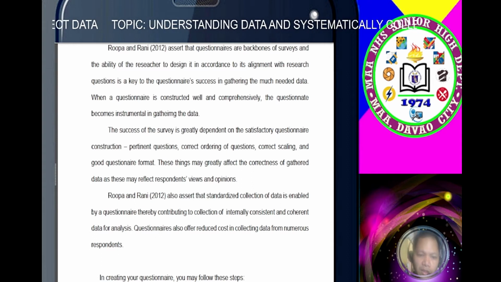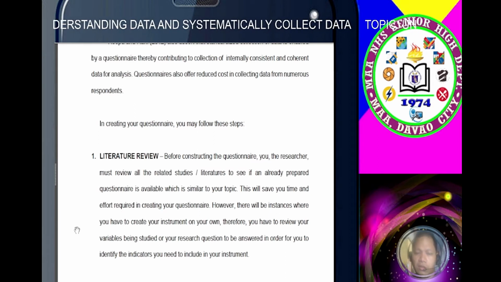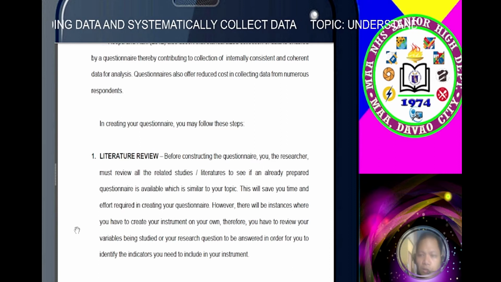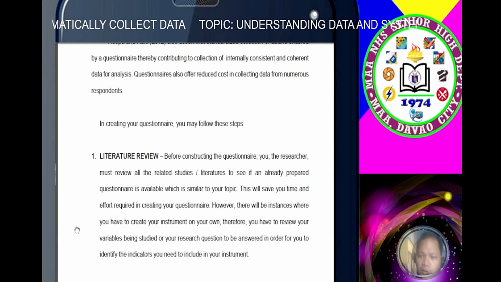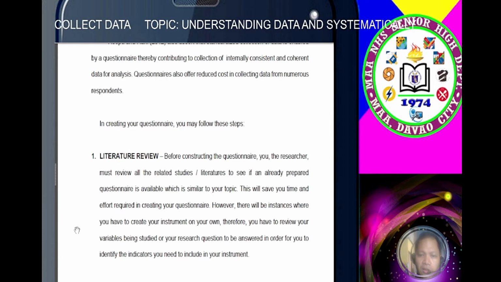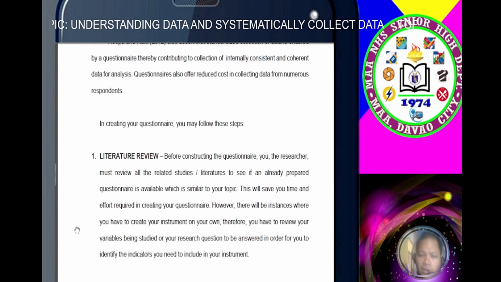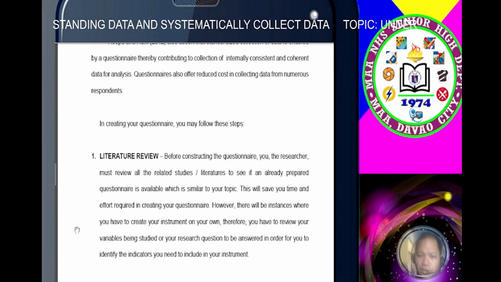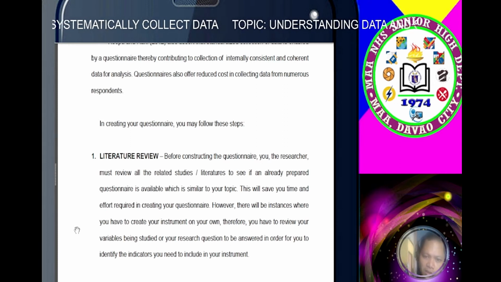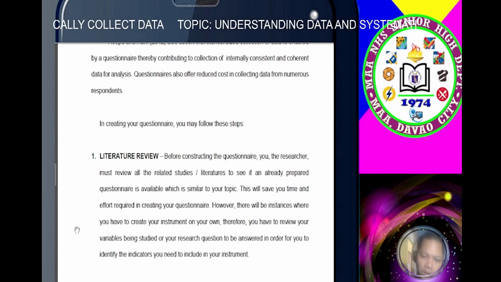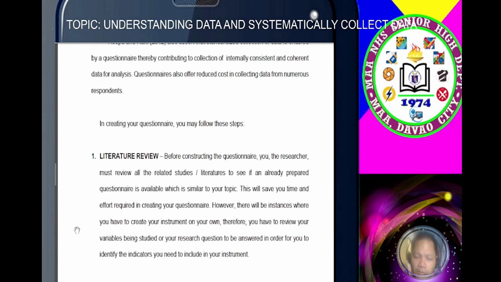Okay, so in creating your questionnaire, you follow these steps. First, literature review. In every research, as a researcher, you must know the background of your study or your problem, because without that you cannot construct your questionnaire, as you will not know what the indicators are to measure your variables. That's why you need to have wide reading. Before constructing the questionnaire, you, the researcher, must review all the related studies to see if an already prepared questionnaire is available. Okay, so take note of that.